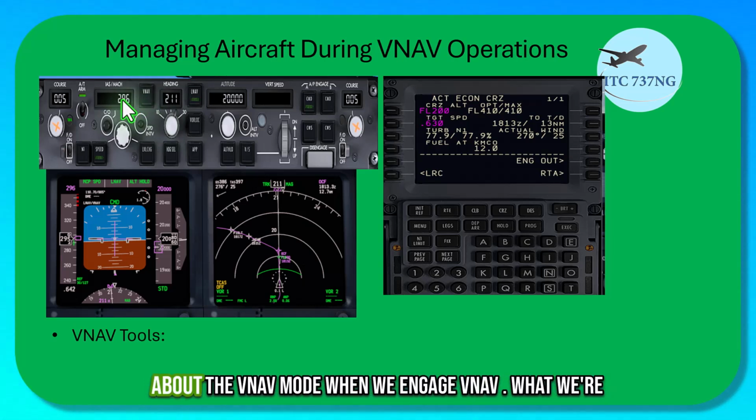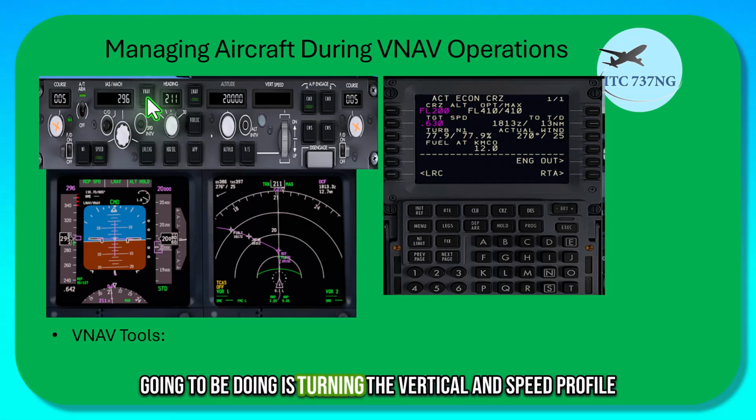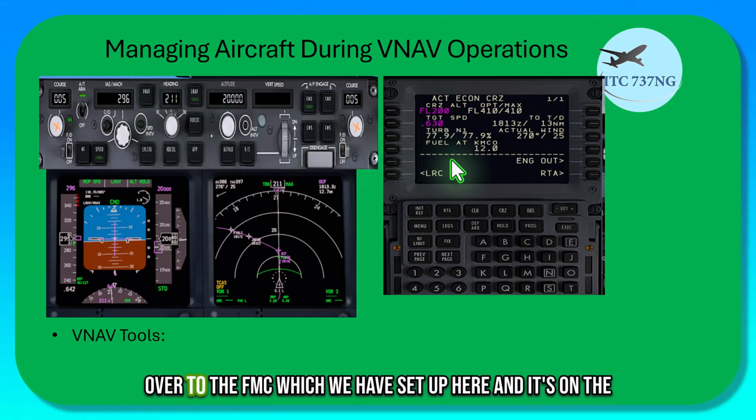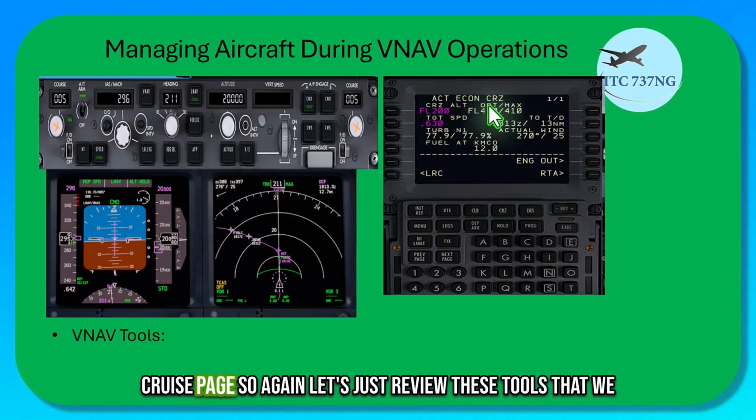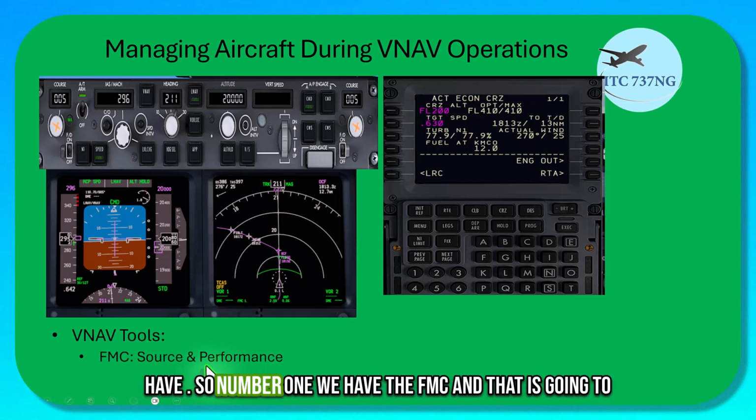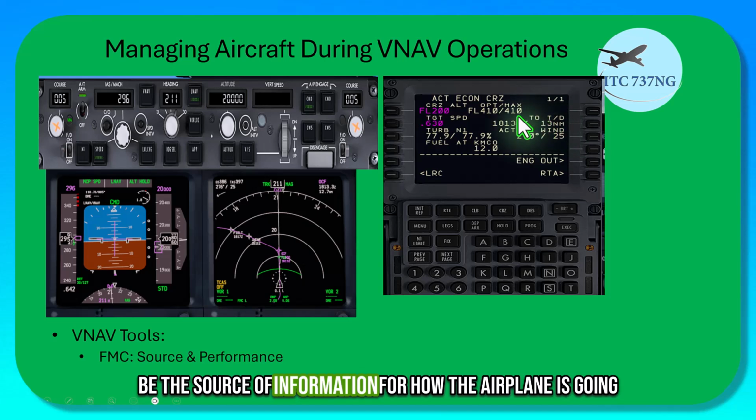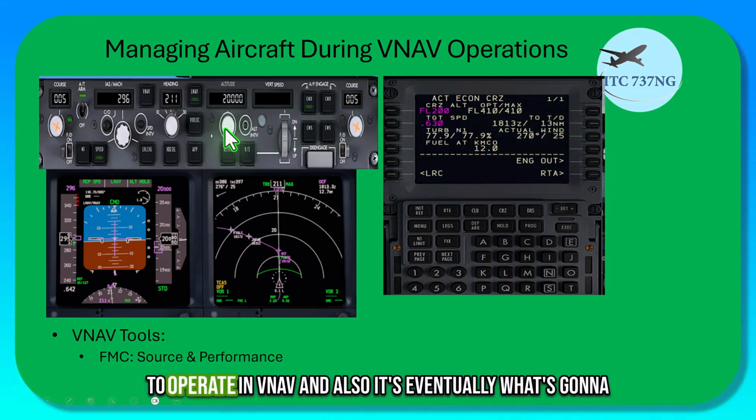And as we talked about VNAV mode, when we engage VNAV, what we're going to be doing is turning the vertical and speed profile over to the FMC, which we have set up here, and it's on the cruise page. So again, let's just review these tools that we have. So number one, we have the FMC, and that is going to be the source of information for how the airplane is going to operate in VNAV.